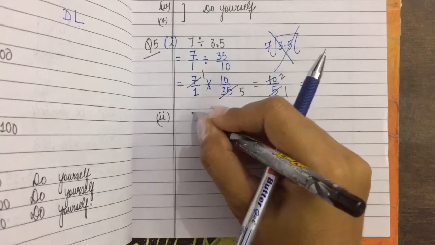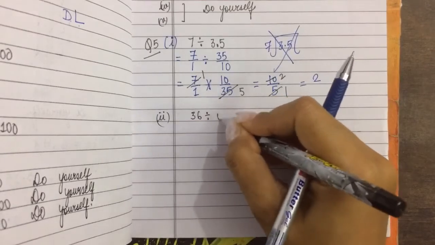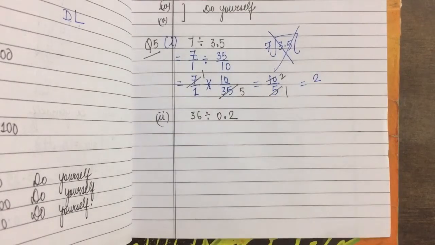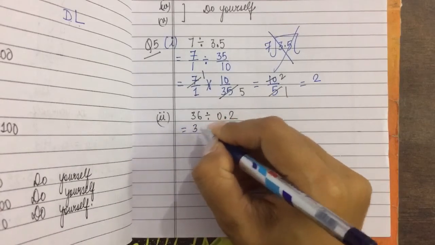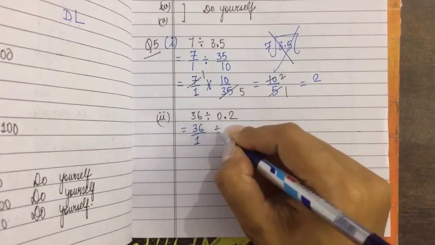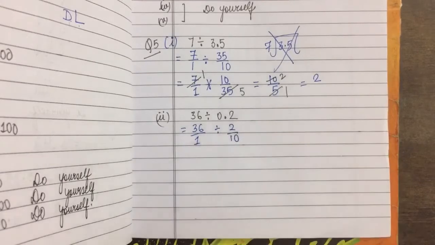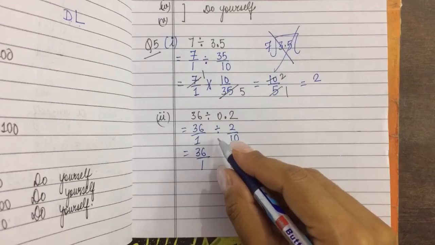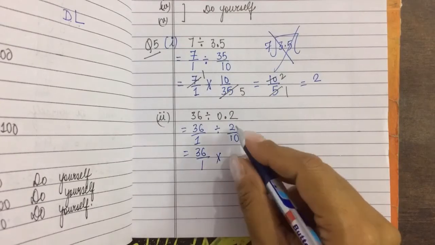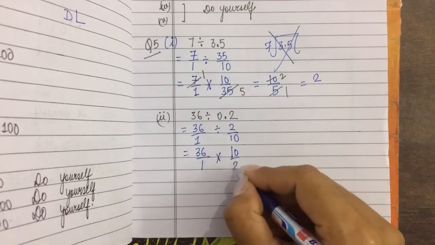Second part, 36 divided by 0.2. Again a whole number divided by a decimal number. Write them as fractions and then solve. First fraction no change, changing the sign of division to multiplication. 2 by 10 becomes 10 by 2.